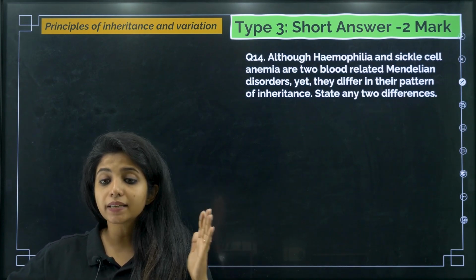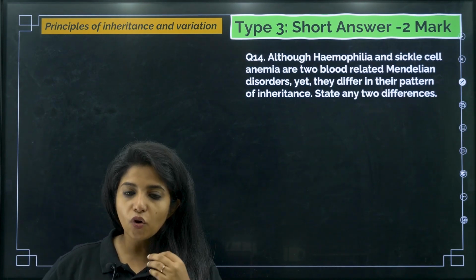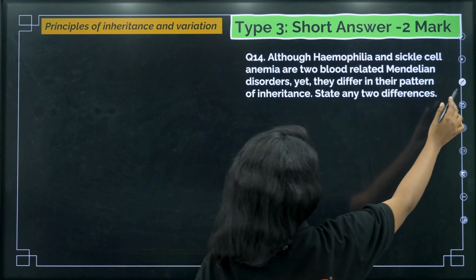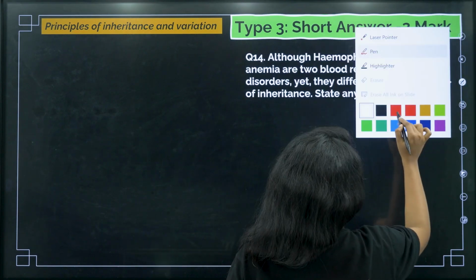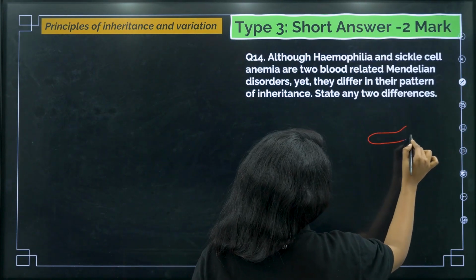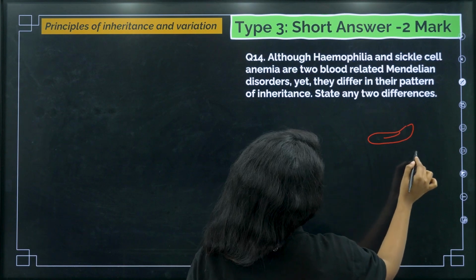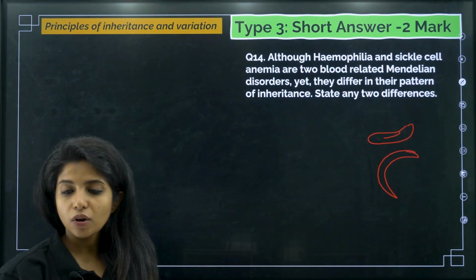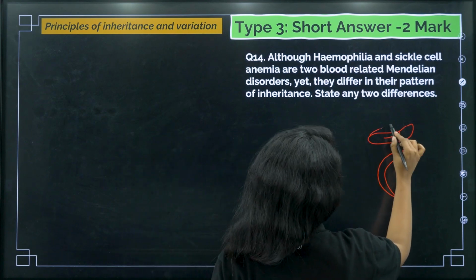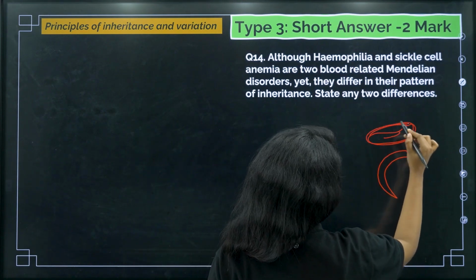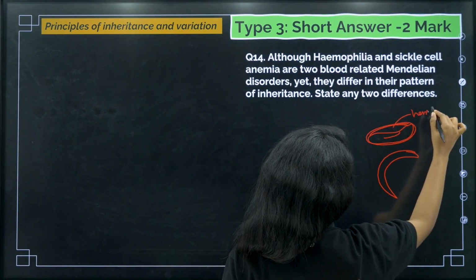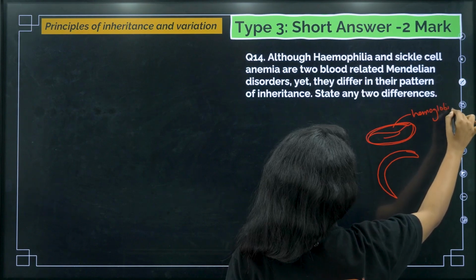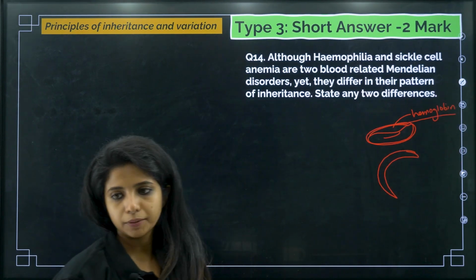Now, sickle cell anemia is when my normal red blood cell, which has a discoid shape, looks something like this, is changed to a sickle cell. Why is it happening? Because our normal red blood cells have hemoglobin in them.